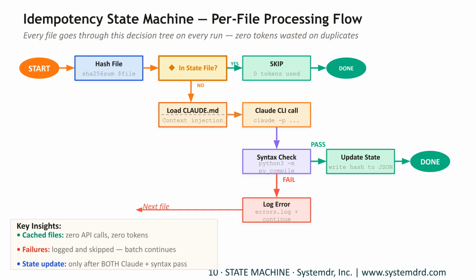Cached files consume 0 API calls and 0 tokens. Failures are logged and skipped. The batch continues without stopping. And the state update only happens after both Claude and the syntax check succeed together.